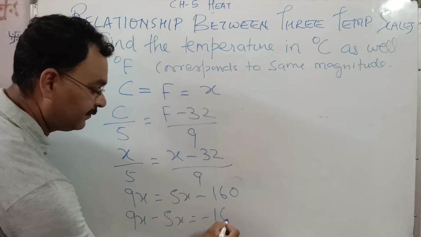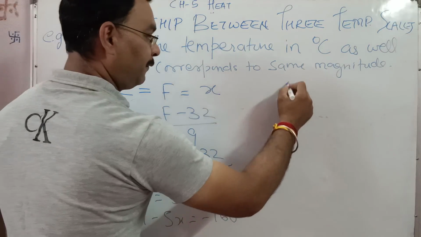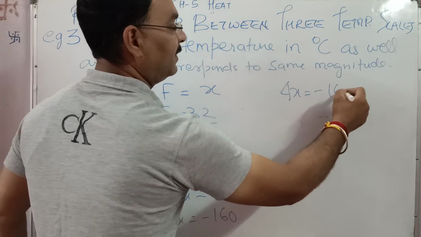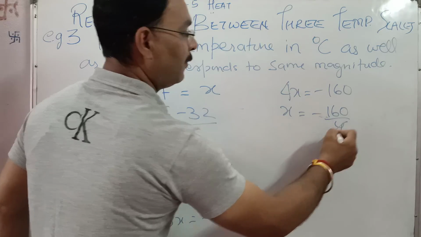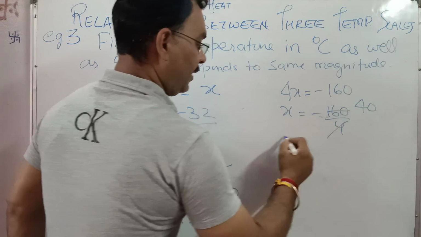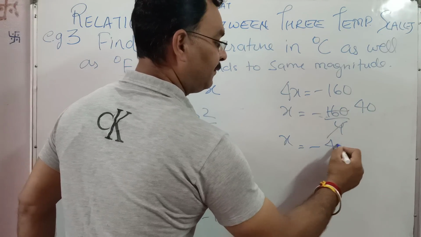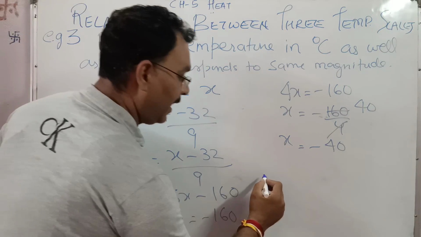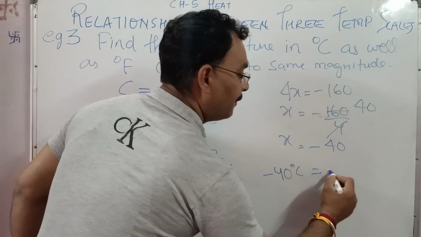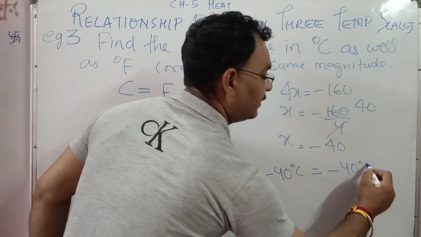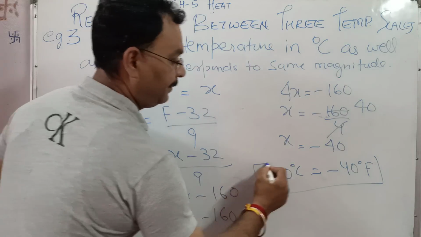equal to minus 160, or 4x is equal to minus 160, or x is equal to minus 160 by 4, that is minus 40. x comes out to be minus 40. So at the temperature minus 40 degrees centigrade and minus 40 degrees Fahrenheit are the same.